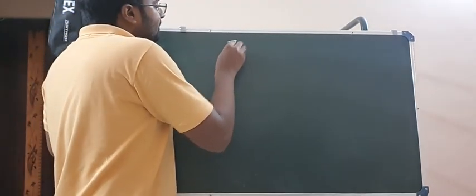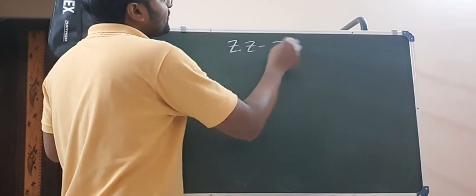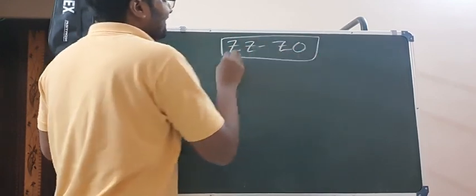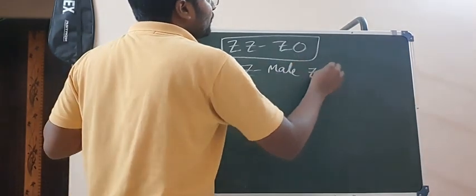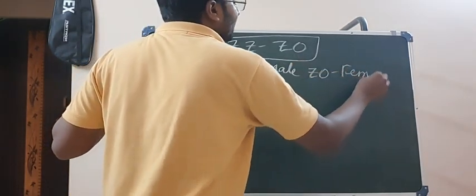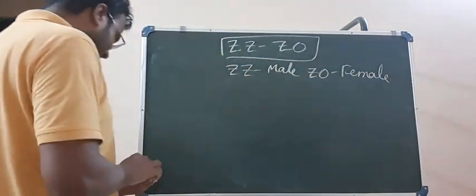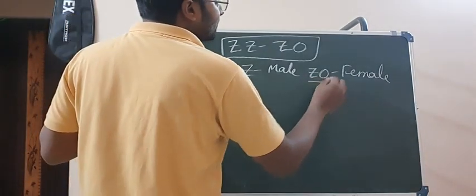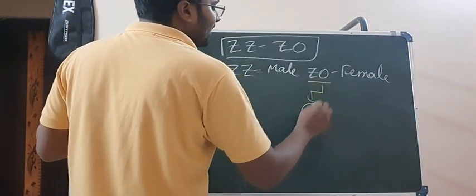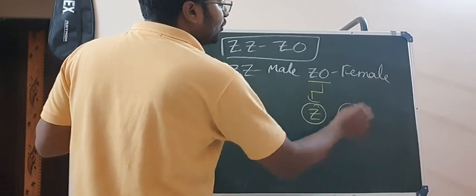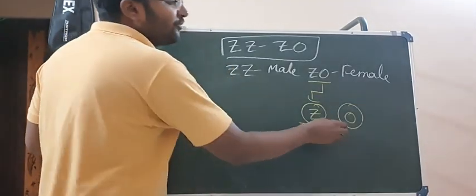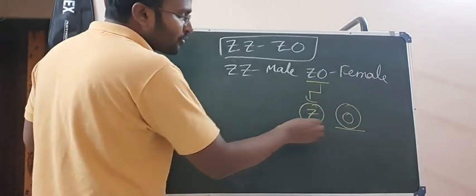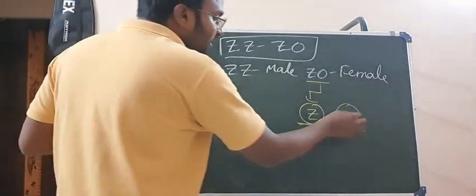So the next type, if you take ZZ, ZO: here ZZ is male, ZO is female. If only one sex chromosome is there, then that is female. The females have the capability to form two types of egg cells. What are they? With sex chromosome, without sex chromosome. With sex chromosome, that is Z, without sex chromosome, that is 0.